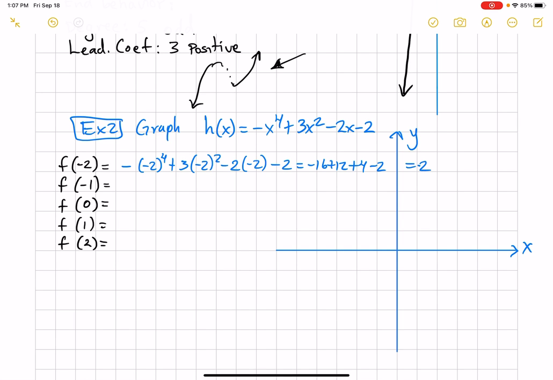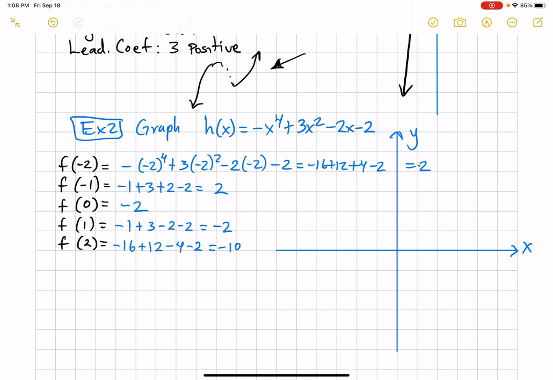When x equals negative 1, I'm just going to do it mentally really quick. We get negative 1, 3, positive 2, and negative 2. So the answer is 2. When x equals 0, it's easy to tell that the answer is negative 2. When x equals 1, we get negative 1 plus 3 minus 2 minus 2. So the answer is negative 2. And finally, when x equals 2, we get negative 16 plus 12 minus 4 minus 2. So that'll be a total of negative 10.